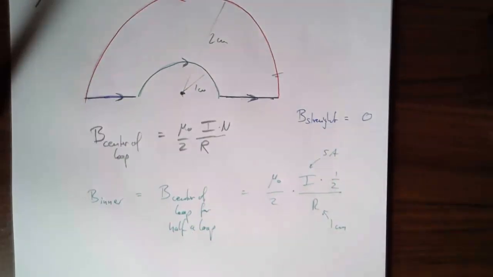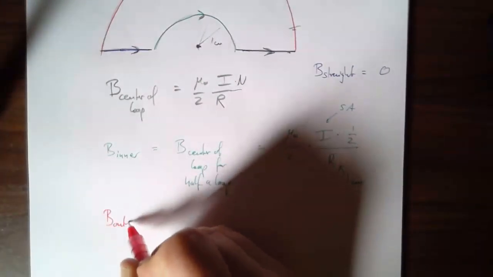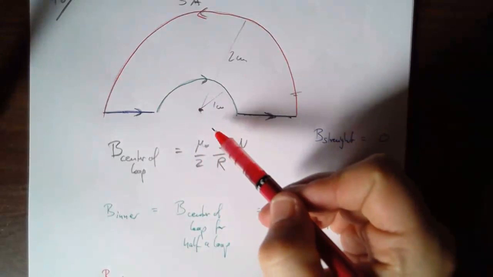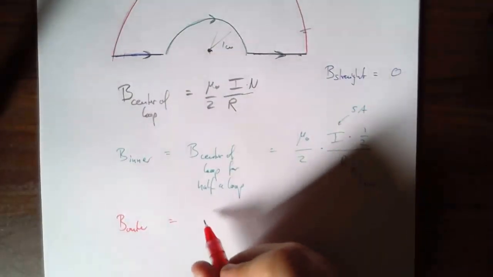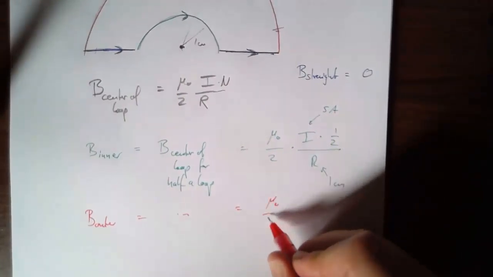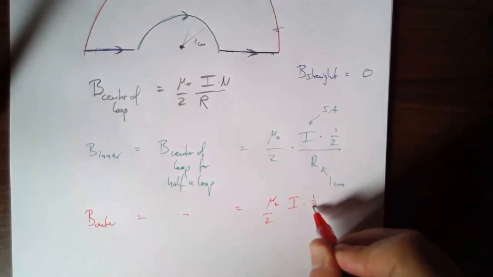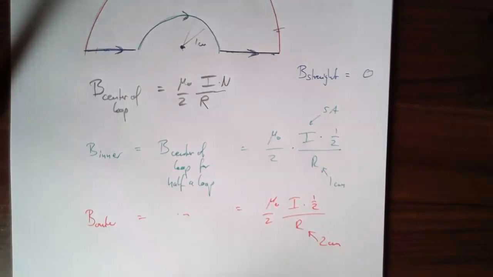And the same thing applies to the outer loop. The outer. This part here creates a magnetic field in the center of it being half a loop. So, same thing. Write out again. Mu naught over 2 I times, it's half a loop. Now, R here is actually 2 centimeters. So it's going to give you a different answer.